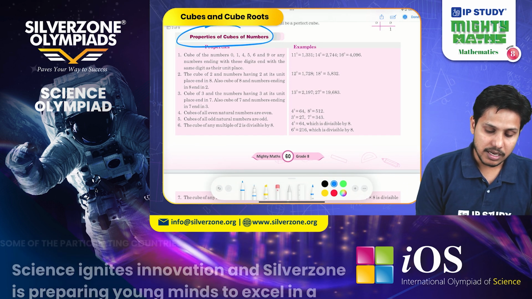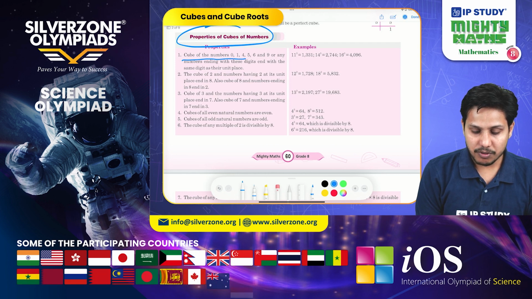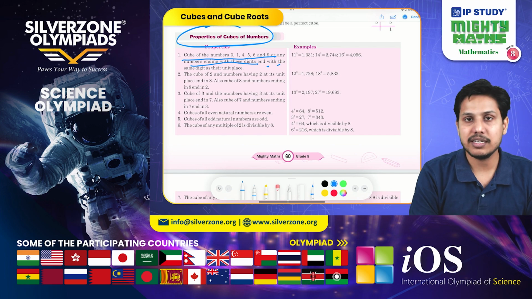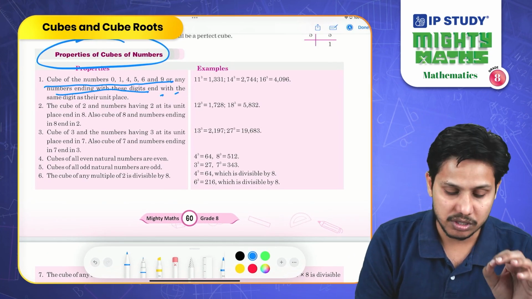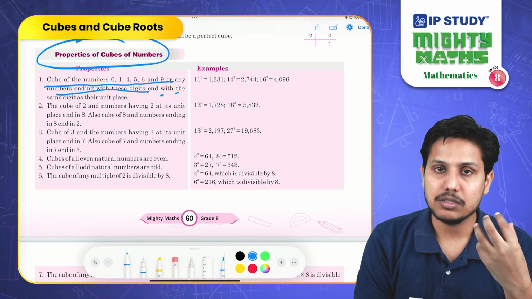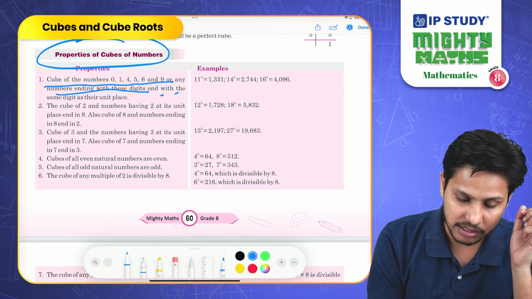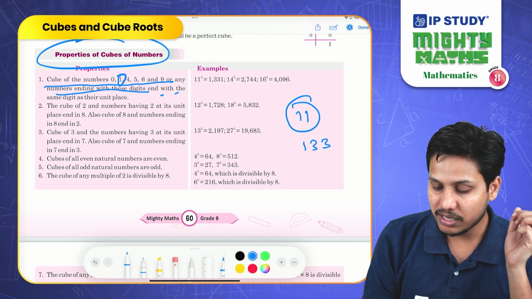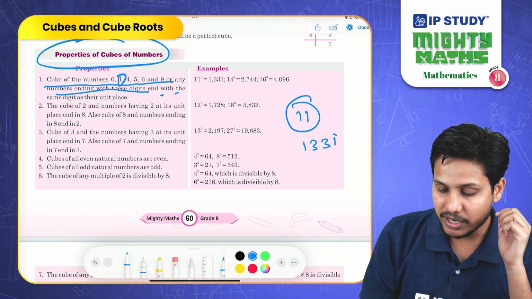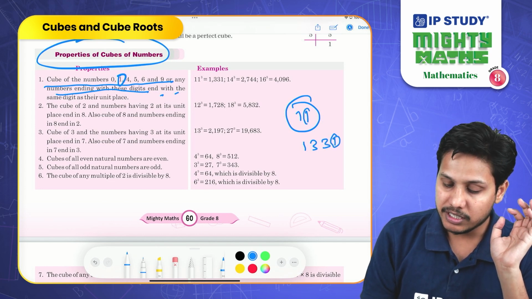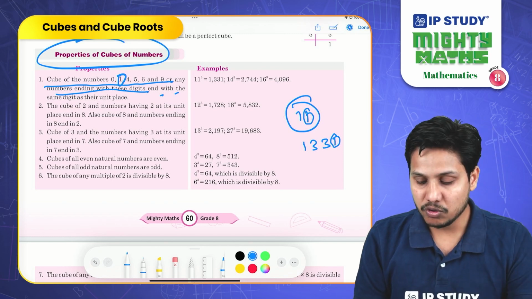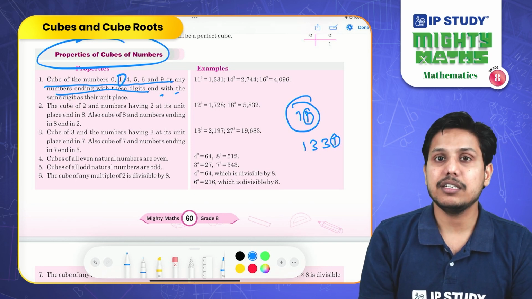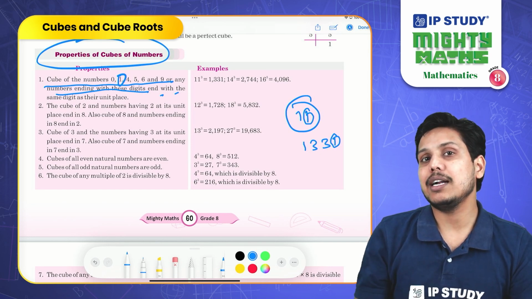So first, the cubes of numbers ending with the digits 0, 1, 4, 5, 6 and 9 end with the same digit at the unit place. Let's suppose we find the cube of a number ending with the digit 1, let's say 11. The cube of 11 is 1331. Now the unit digit is again 1. So the unit digit of 11 is 1, and the unit digit of its cube is also 1. So it says that if a number is ending with these digits, then their cubes will also end in the same unit digit.